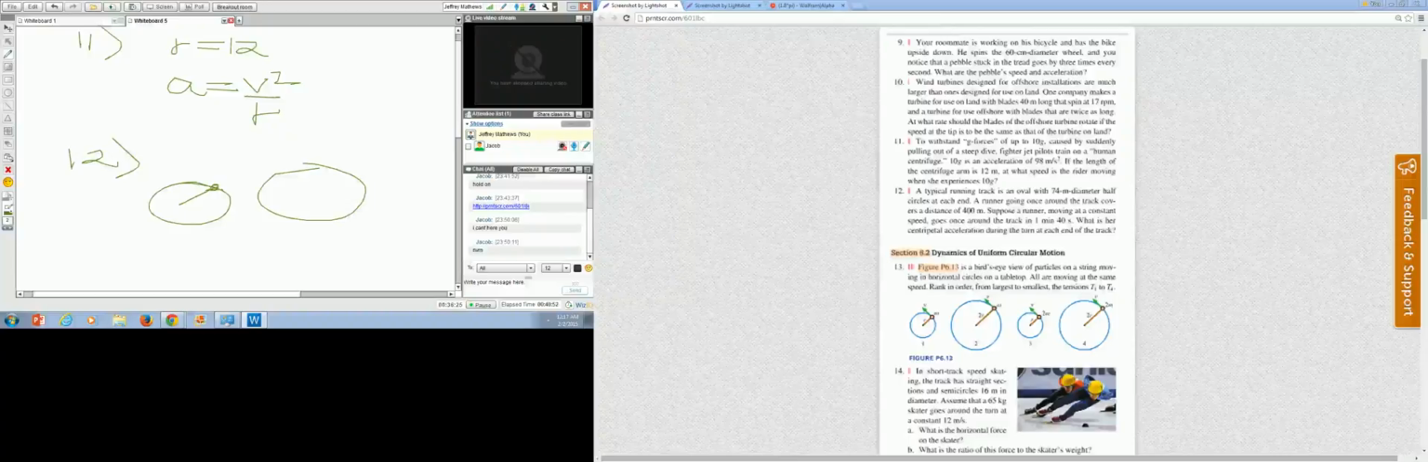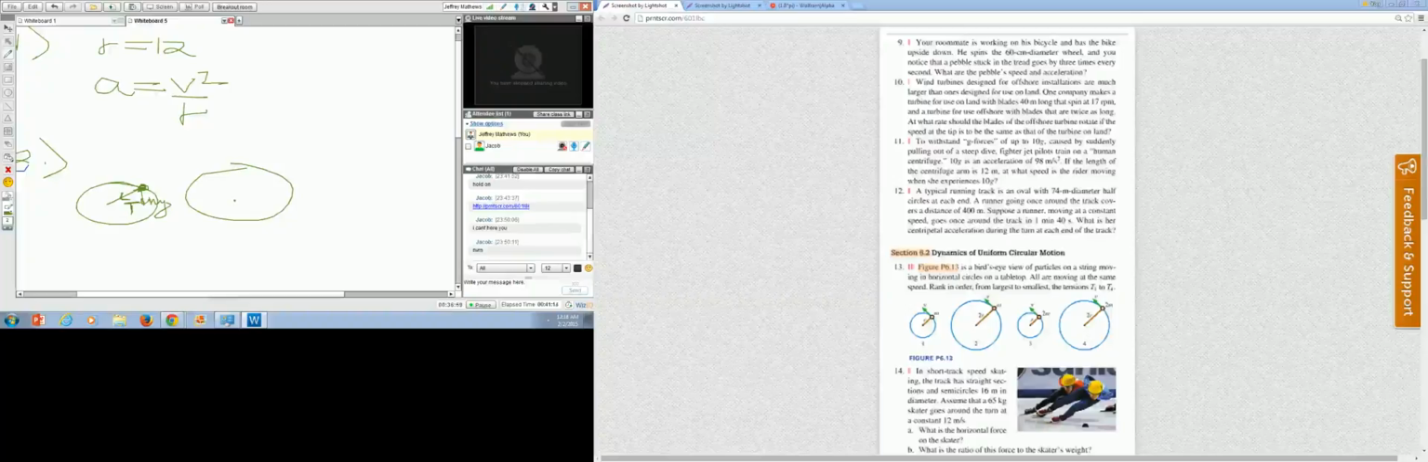For this body, mg is down and tension is this way. That's the case for each one of those questions. They all have the same mass. So which one will have the smallest tension? Remember we said FC equals m v squared over r. Remember this?